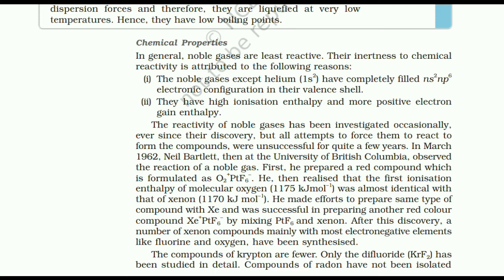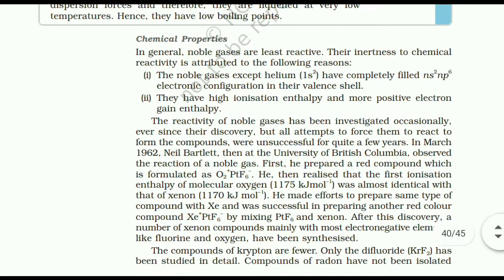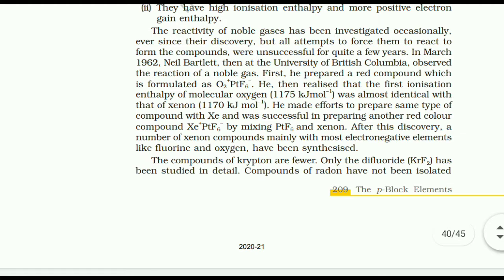Then he realized that the first ionization enthalpy of the molecular oxygen was almost identical to that of xenon. He made efforts to prepare the same type of compound with xenon, and was successful in preparing another red color compound, Xe+PtF6-, by mixing PtF6 and xenon. After this discovery, a number of xenon compounds, mainly with most electronegative elements like fluorine and oxygen, have been synthesized.